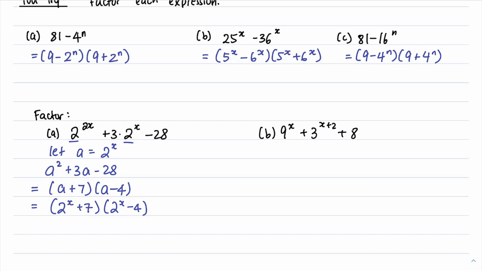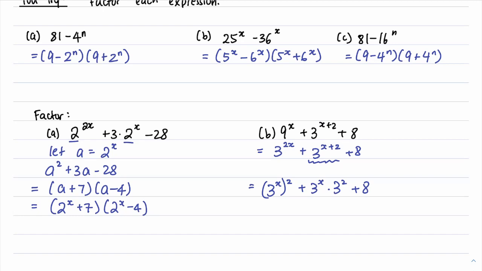Okay, the second question here, B. Notice that we don't have like bases, but we can rewrite 9 to the power of x as 3 to the power of 2x. And now we can see more easily our hidden quadratic. Except, notice one other thing. We need to break apart this middle term first. So let's rewrite this expression slightly. I'm going to rewrite it as (3 to the power of x) squared plus 3 to the power of x times 3 to the power of 2 plus 8.